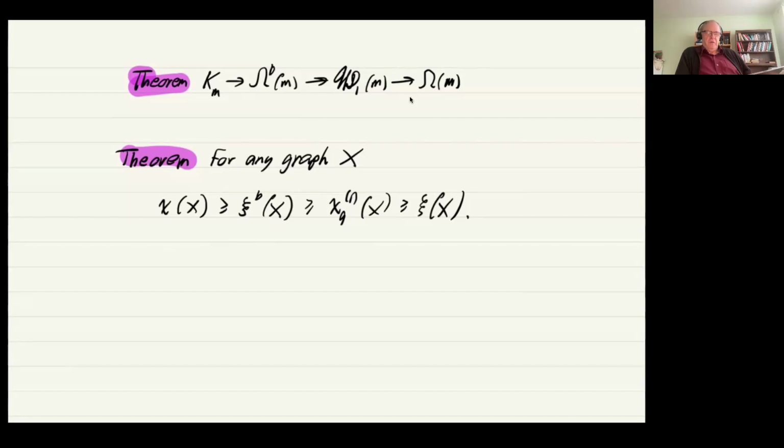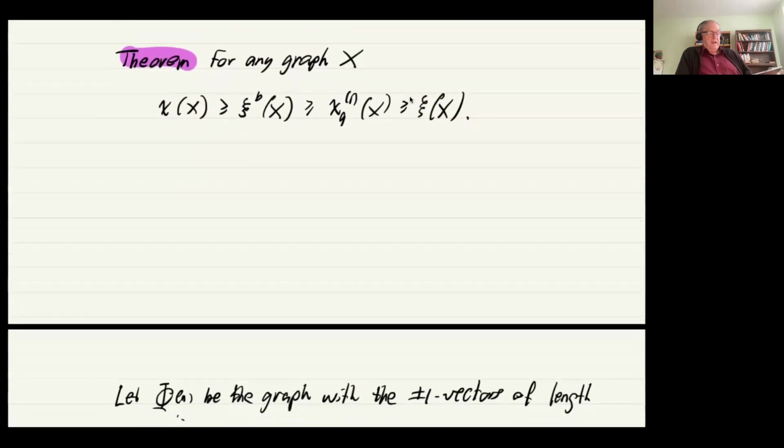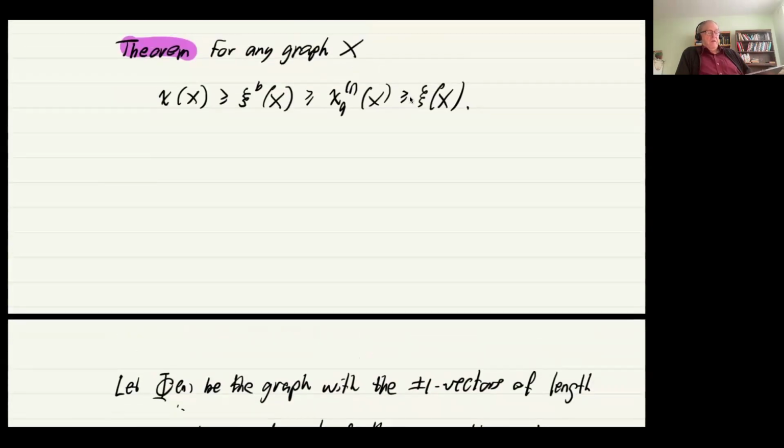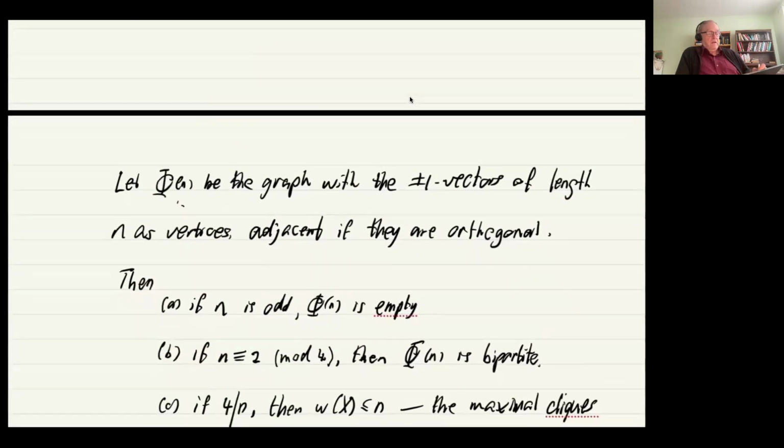Now, the example I was using was, I'm going to demonstrate that in much of today's lecture, where I'm going to work with what I'll call 5n, the graph with the plus or minus 1 vectors of length n as vertices, adjacent if they're orthogonal. So it's an induced subgraph of omega of n, but it's only using the plus or minus 1 vectors. And now they should be scaled, but it's easy to deal with that. I should multiply by 1 over root n or something, so when I say unit vectors, you have to interpret the word unit properly.